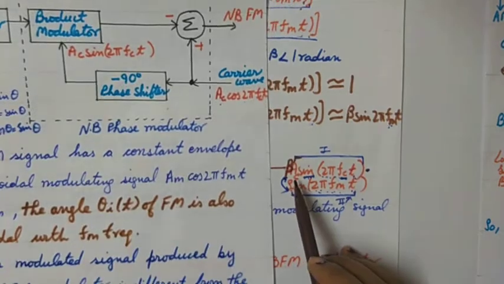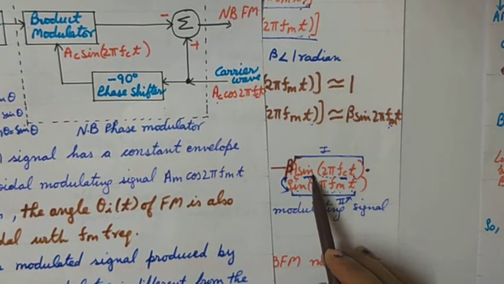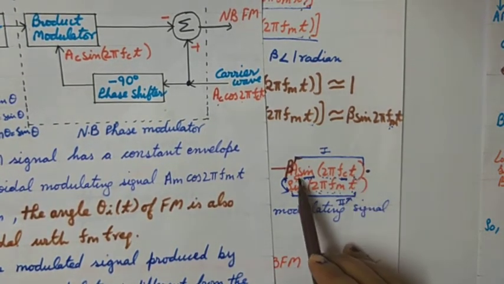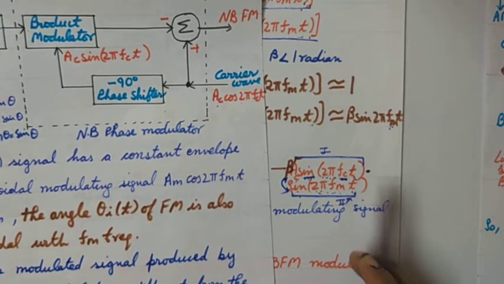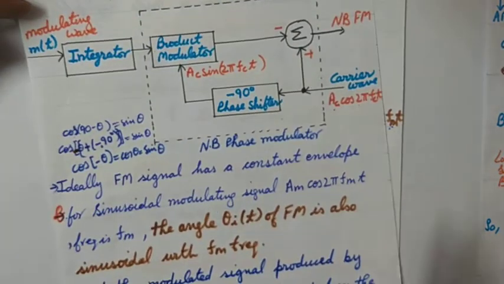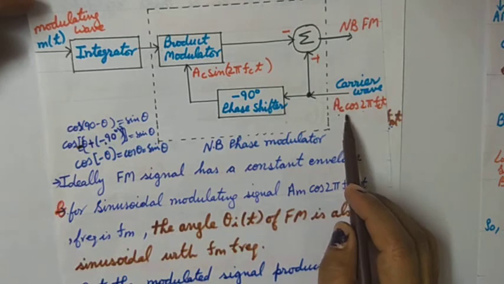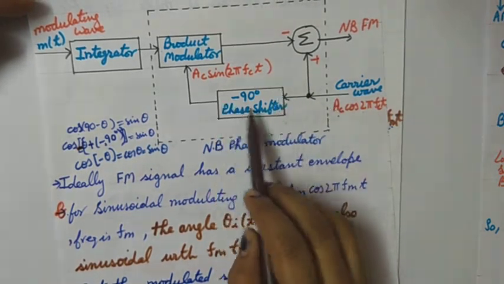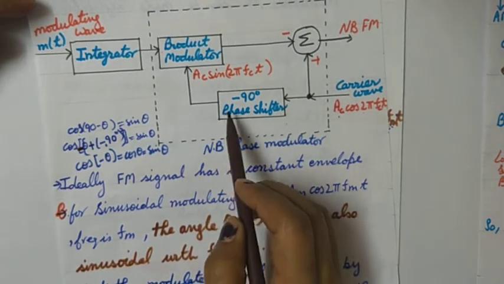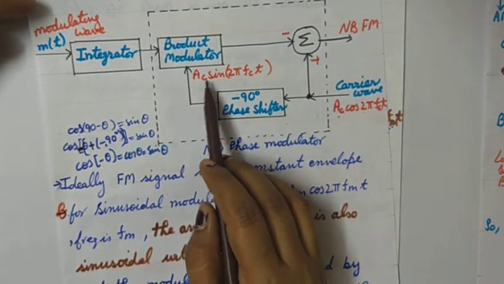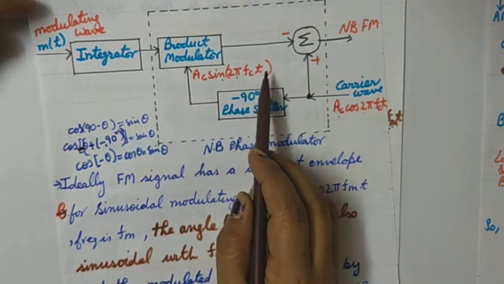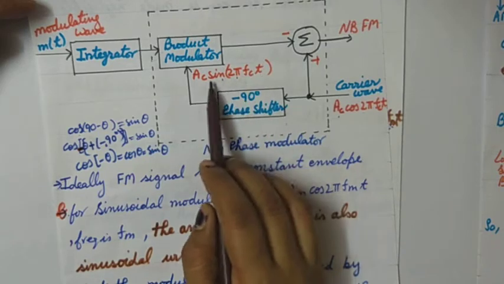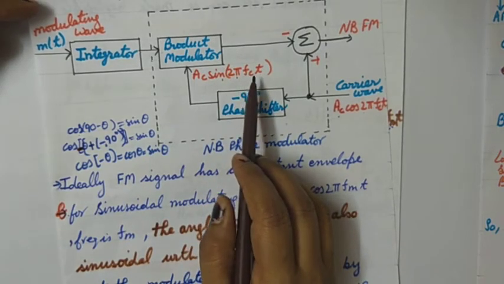This Ac sin 2π fc t can be obtained from the carrier itself. We will pass this carrier Ac cos 2π fc t through a minus 90 degree phase shifter, and this phase shifter will give us Ac sin 2π fc t. So how have we obtained this? This is a simple trigonometric thing.